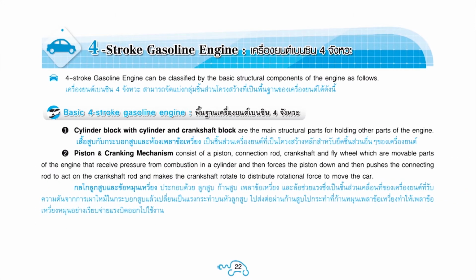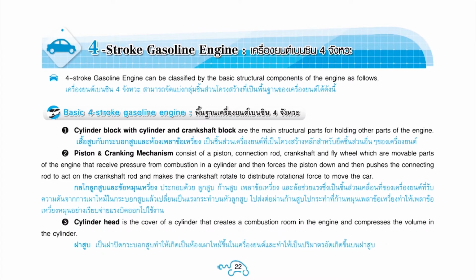2. Piston and cranking mechanism consist of a piston, connecting rod, crankshaft, and flywheel, which are movable parts of the engine that receive pressure from combustion in a cylinder and then force the piston down and push the connecting rod to act on the crankshaft and make the crankshaft rotate to distribute rotational force to move the car.